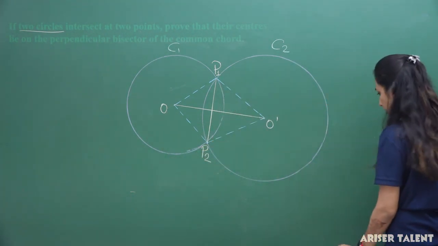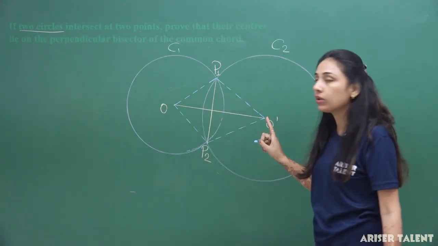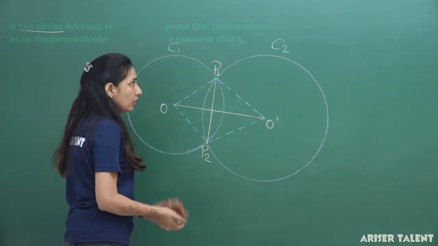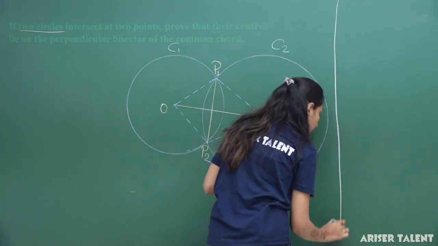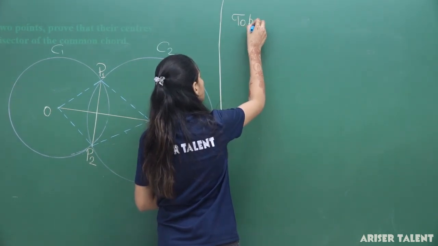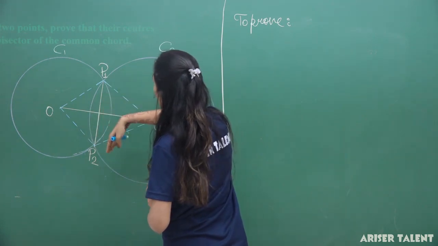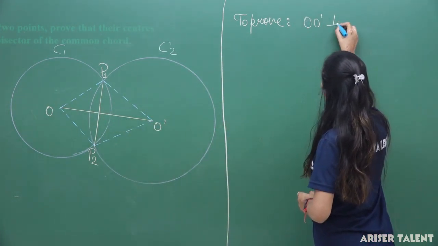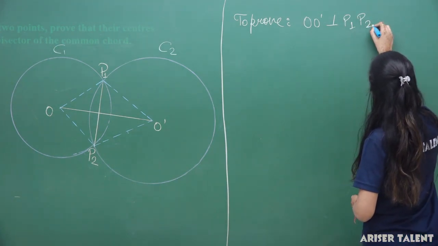Okay, so this is our construction. Construction is here in the blue colored chalk. This particular section is construction. So first of all, we'll write the thing we have to prove. We have to prove that OO' is the perpendicular bisector of P1P2.